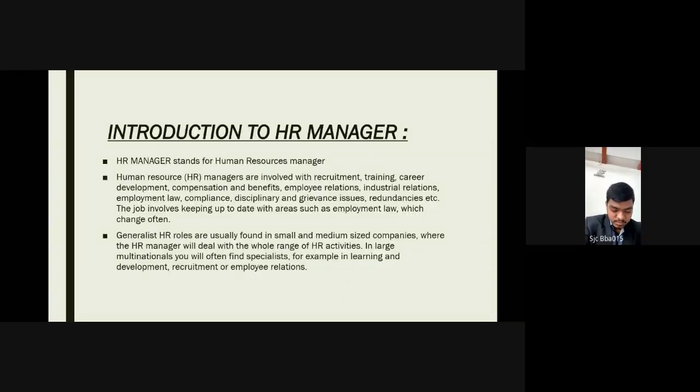The job involves keeping up to date with areas such as employment law, which changes often. So in other words, HR managers plan, direct, and coordinate the administrative function of an organization. They oversee recruitment, interviewing, and hiring of new staff. Consult with top executives on strategic planning, and serve as a link between an organization's management and its employees.